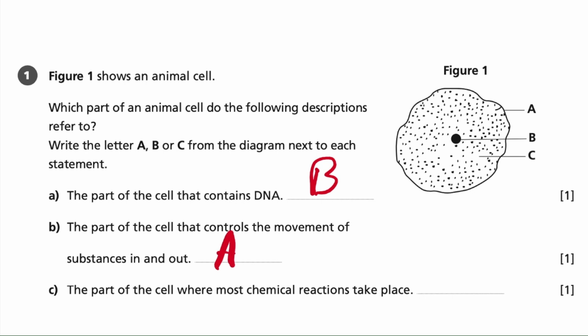For part C, the part of the cell where most chemical reactions take place, we know that's the cytoplasm. That's going to be the jelly-like substance that's contained within the cell membrane, so that will be C on the diagram.